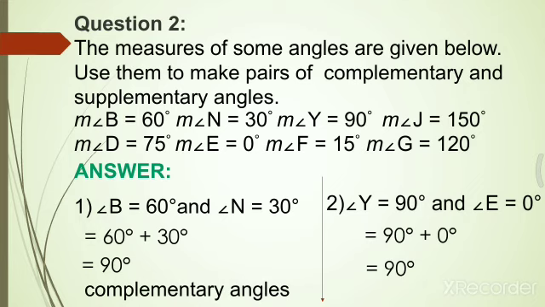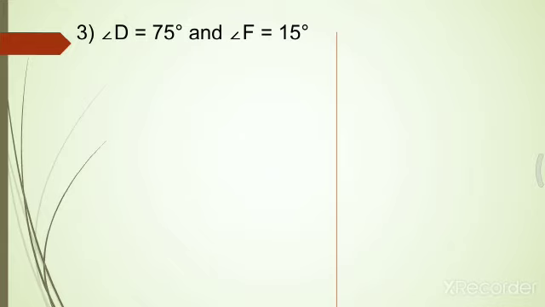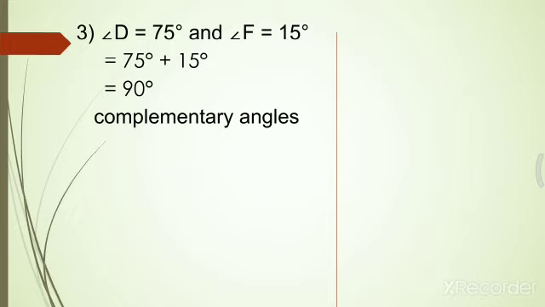It will make the pair of complementary angles. Clear? Now we will take the next pair, that is angle D and angle F. Now measure of angle D is given 75, measure of angle F is given 15. So what you will do? You will add 75 with 15. So what you will get? You will get 90 degree. Again, it is a pair of your complementary angles.